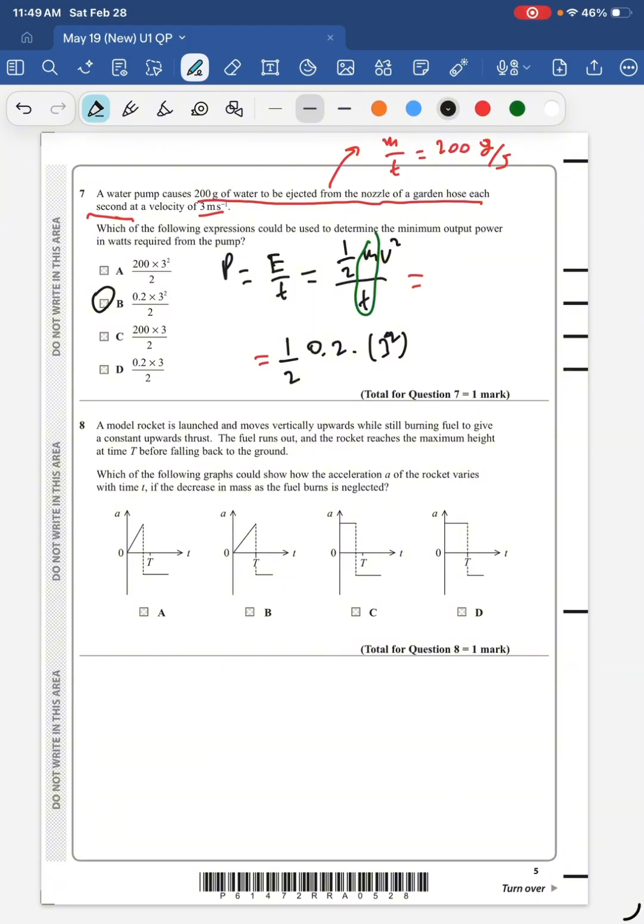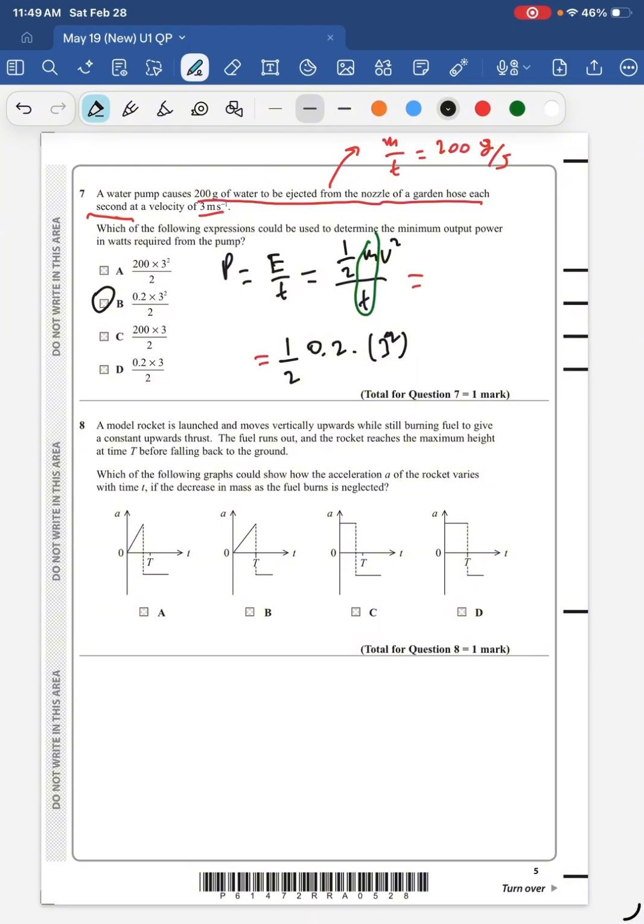Okay, 8. A model rocket is launched and moves vertically upwards while still burning fuel to give a constant upwards thrust. The fuel runs out and the rocket reaches the maximum height at time t before falling back to the ground. Which of the following graphs could show how the acceleration a of the rocket varies with time t if the decrease in mass as the fuel burns is neglected?